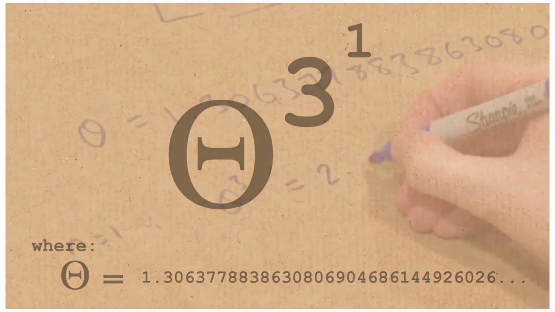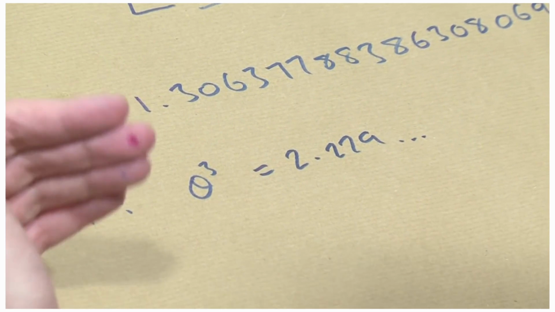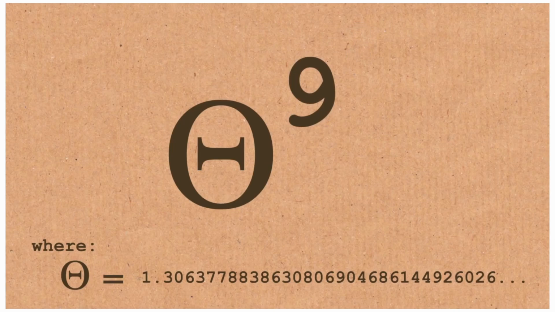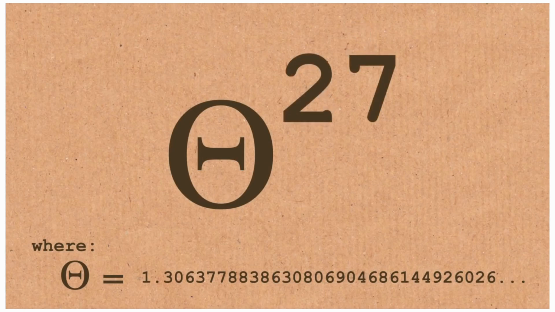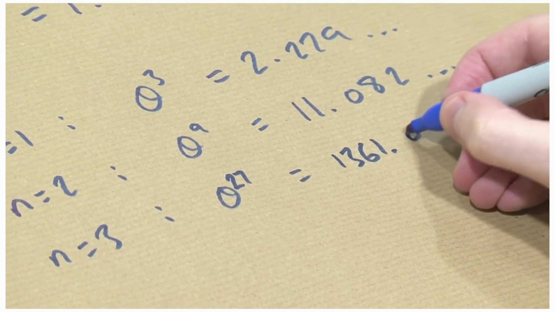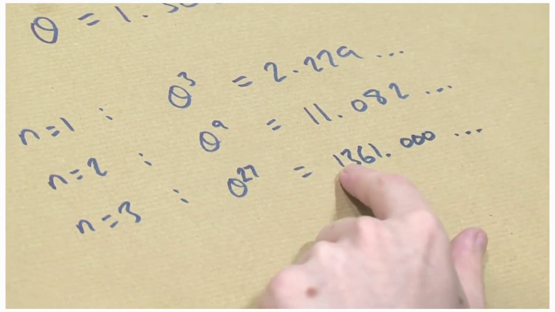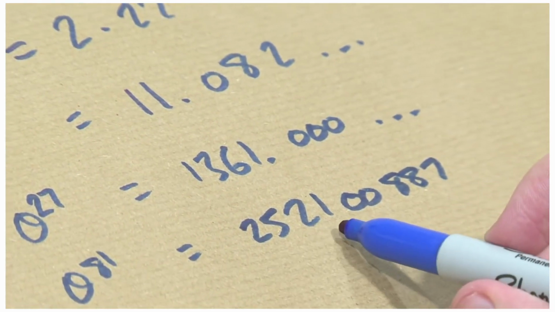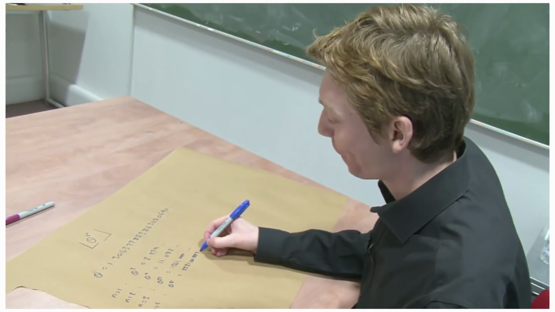When n equals 1, we get Mills constant cubed, and once we get that, we round down, ending up with 2. When n equals 2, 3 squared equals 9, so Mills constant to the power of 9, rounded down, gives us 11. When n equals 3, 3 cubed equals 27, and if we plug that in, we get 1361 as our answer, which of course is also prime. When n equals 4, we plug everything in and get 252,100,887, and that is also prime.